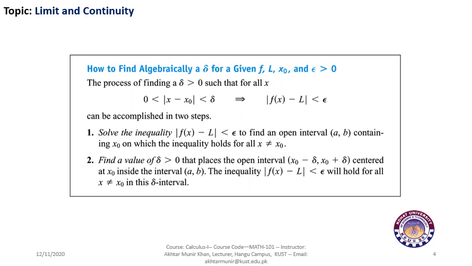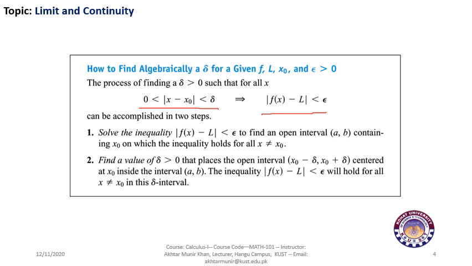Now we have to find a delta for a given function f, a given limit L at that point x0 and epsilon greater than 0. So the main objective in applying the epsilon delta definition of a limit is that we have to search a delta value greater than 0, such that for all x within this interval satisfying this set of inequalities implies that the absolute value of f of x minus L is strictly less than epsilon.